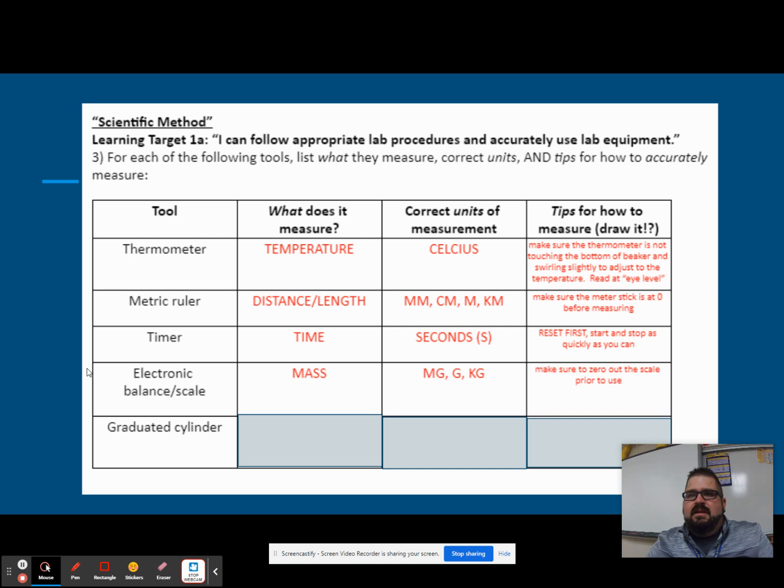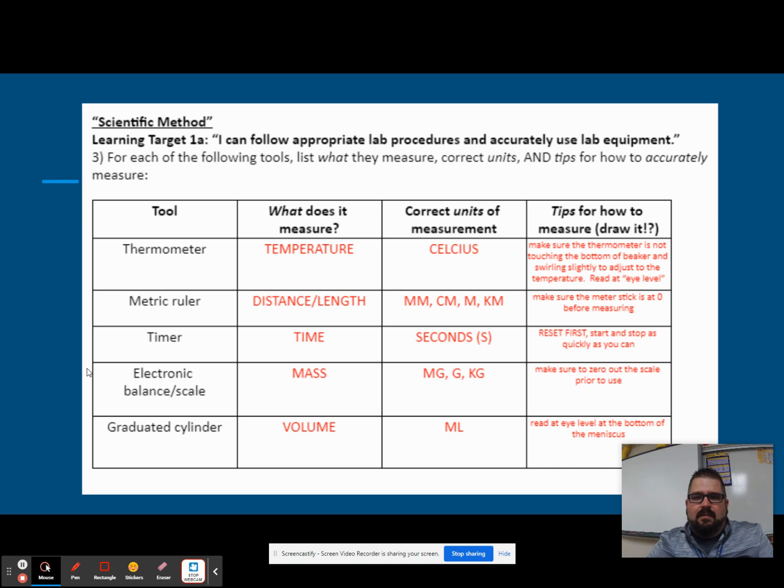The idea on your study guide is really looking for the different tools, what does it measure, what are the correct units, and then any tips to help you measure. So thermometer measures temperature. We measure in Celsius. Metric ruler measures distance or length in millimeters, centimeters, meters, kilometers. Timer measures time. We measure in seconds. Electronic balance scale measures mass, and that's in milligrams, grams, or kilograms. Graduated cylinder measures volume, and that's in milliliters.